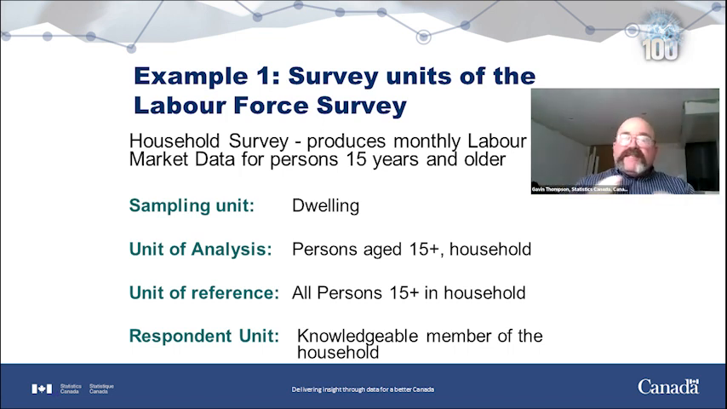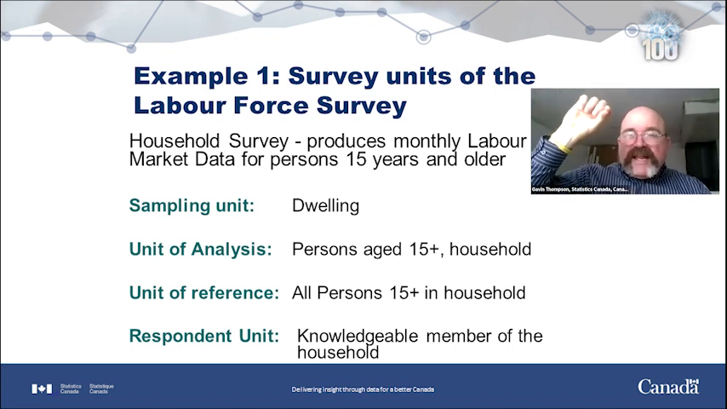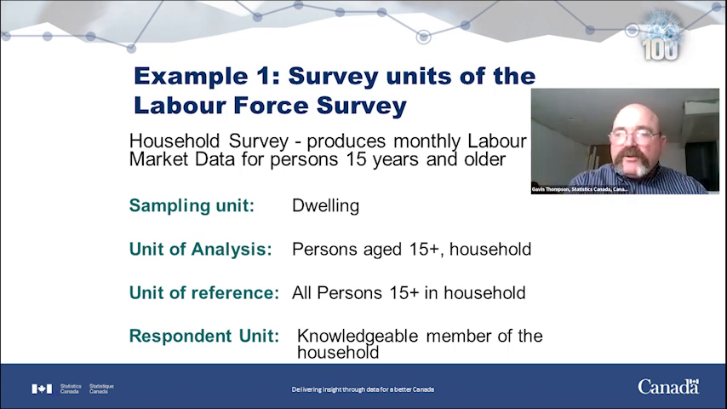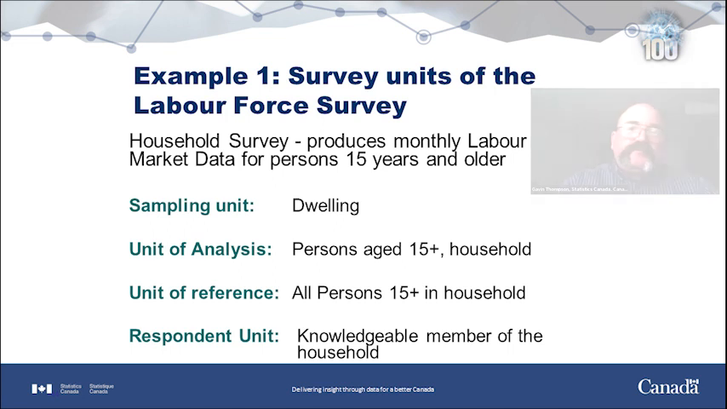The unit of reference is every person in the household 15 years of age or older. We need information on every single one of them. The respondent unit is just one person though. Let's say there's two adults in their 50s and maybe an 18-year-old and a 22-year-old, and it's a nuclear family. Only one person needs to answer that. They can answer on behalf of the entire household. They don't have to pass the telephone around, or each fill in their own questionnaire. We will just ask one person.